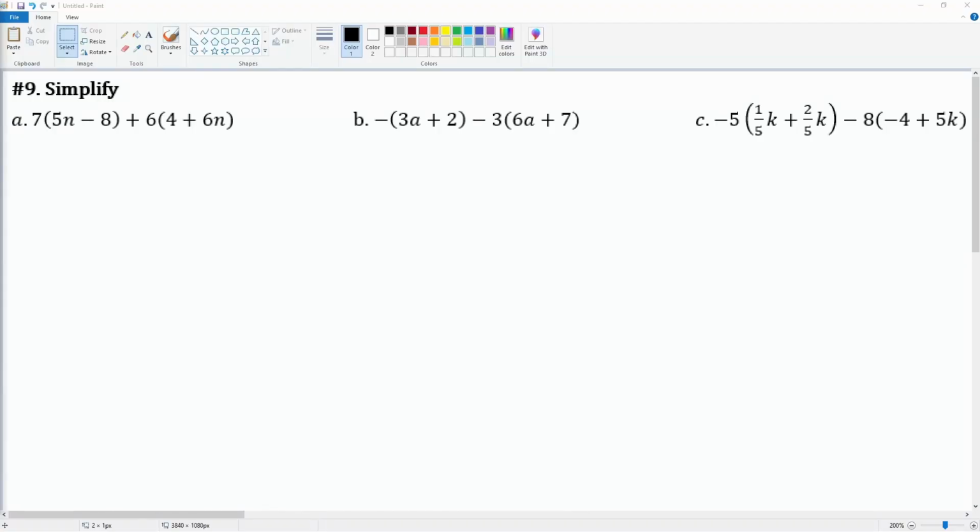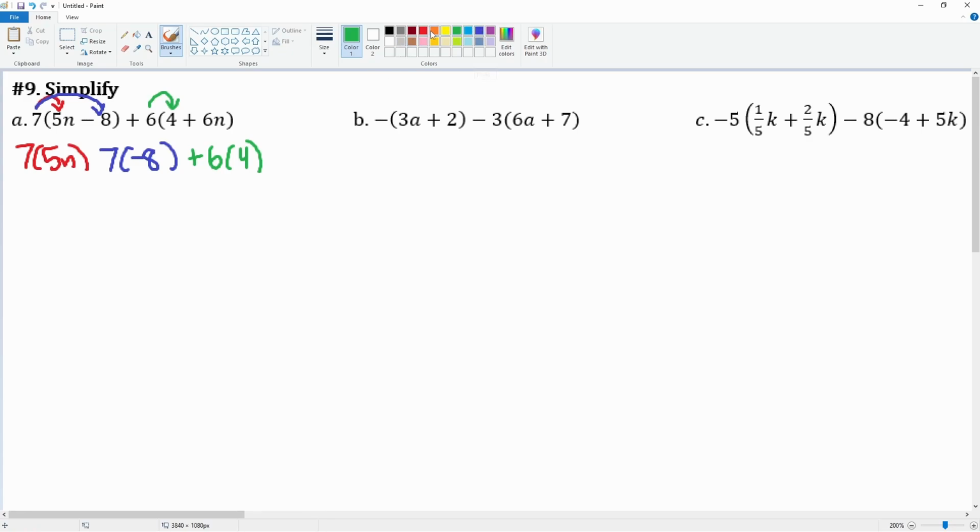Number 9 asks us to simplify. Here it looks like we have to distribute a lot of things for a. So we do the 7 times 5n. Then we have the 7 times -8. Then we're not done because we have the other set of parentheses. So that is your 6 times 4.